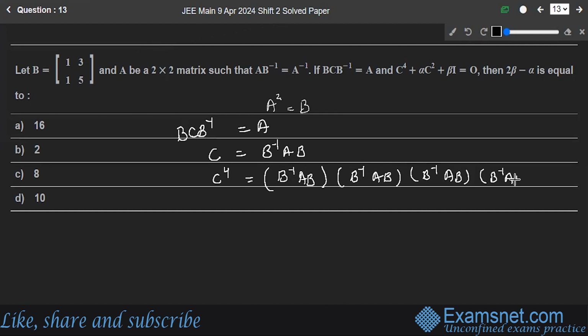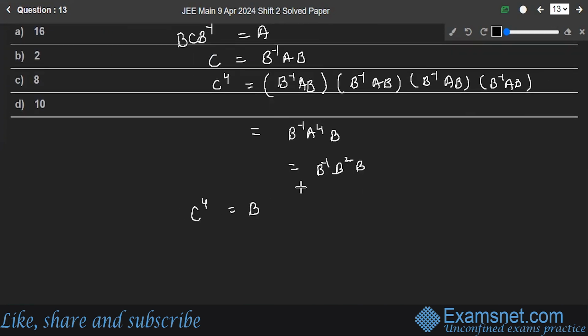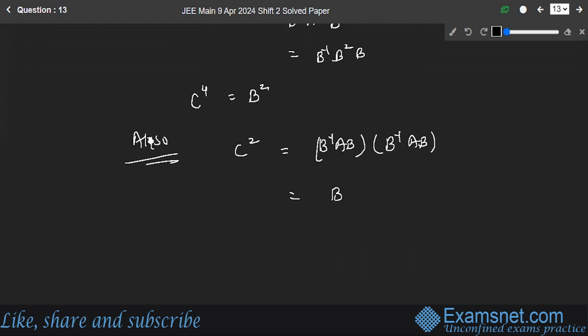This will give me B inverse A power 4 into B, and B inverse B square into B, because A square was equal to B. So that gives you C power 4 is equal to B square. Also, C square is equal to B inverse into A B. This will give me B inverse into A square B, or C square will be equal to B only.